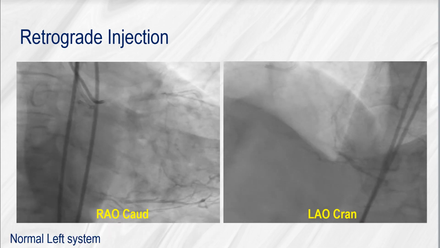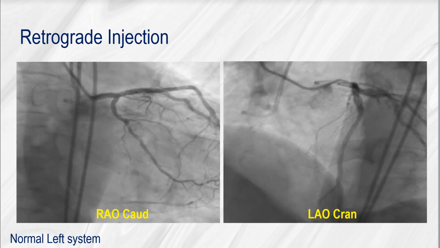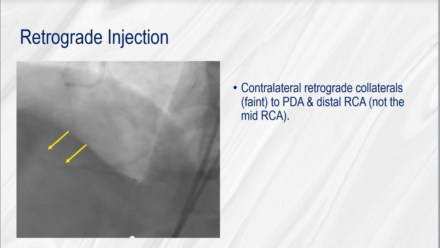Retrograde injection showed a normal left system with faint contralateral retrograde collaterals to the PDA and distal RCA, not the mid RCA.